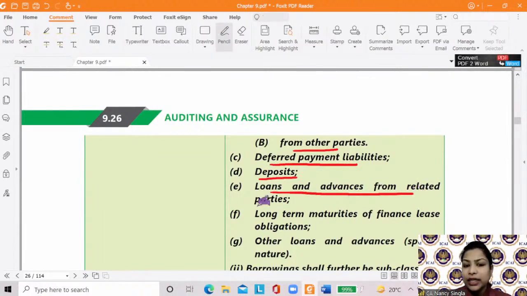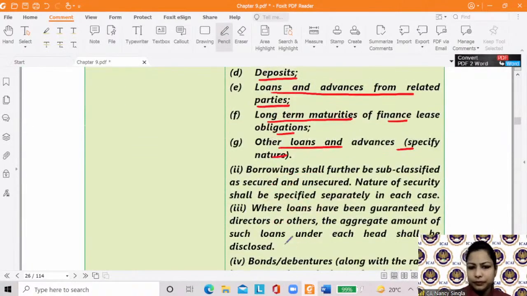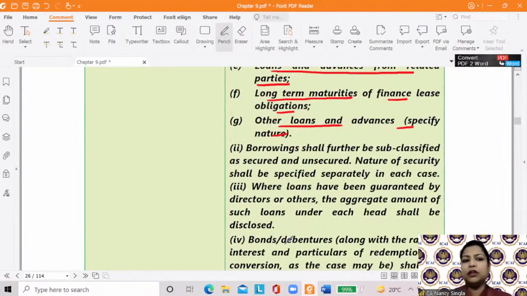Now loans and advances from related parties in terms of AS 18 need to be specifically and separately disclosed. Long-term maturities of finance lease obligations, other loans and advances, specify the nature. Simple. Now, all the above borrowings, A to G, will be sub-classified as secured and unsecured, and the nature of security in each case will be given.